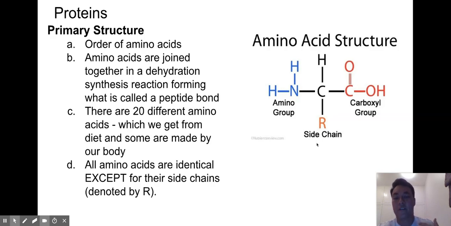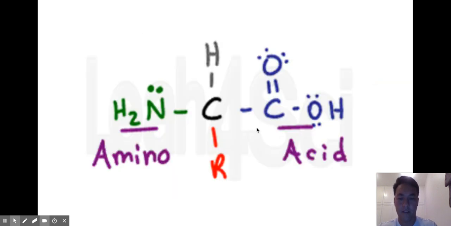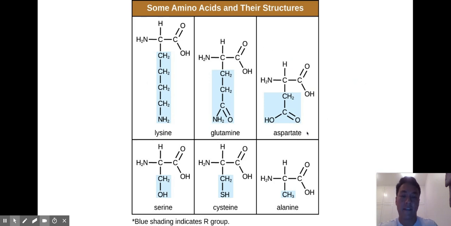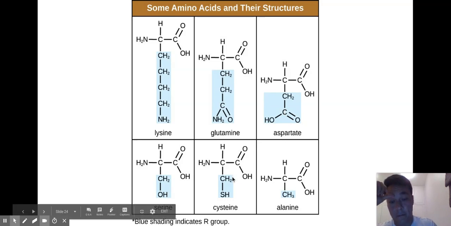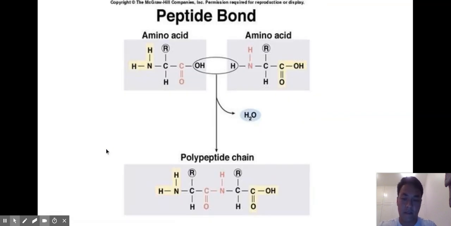So the primary structure is the order of these amino acids. And we'll get into that when we do our DNA to protein unit. We'll get into how DNA codes for that. So here's an example of an amino acid. Here's some examples of different R groups. So lysine, glutamine, aspartate. Maybe these sound familiar, right? You get them from the foods you eat. You can also make some of them. That's why it's important to eat more than just pizza.